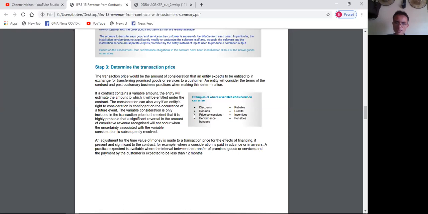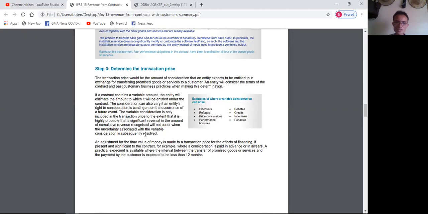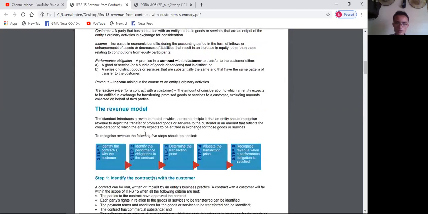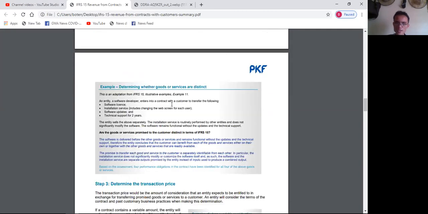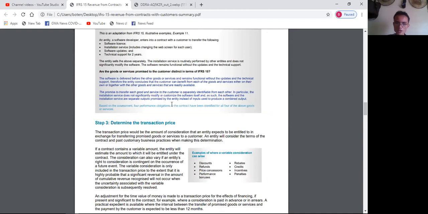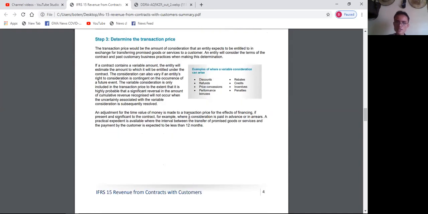So here are some examples: discounts, refunds. Probably in a future time, when certain conditions are met, we are going to give refunds to our clients. Then price concession, so the price could change. By the way, the variability of consideration could go up or low. Remember in contract modification, the price will increase. So that's a possibility for variability of consideration. However, it's not going to be all the time. The price can go up or low.